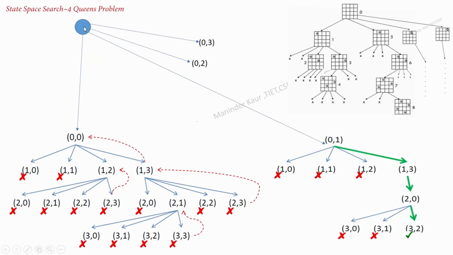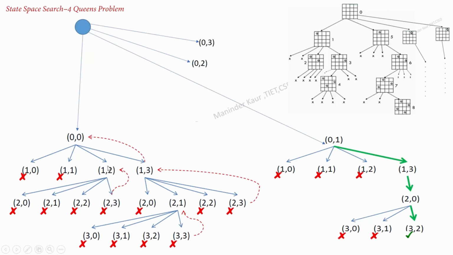Now how will DFS work? First it will start with this one. It will try to explore this position for the second queen. It's not feasible. Second queen not feasible. Not feasible. Then it is a feasible situation. Then it will try to explore further for the third queen. This is not a possible situation. Not possible. This is a possible situation, but there is no further solution for the same.